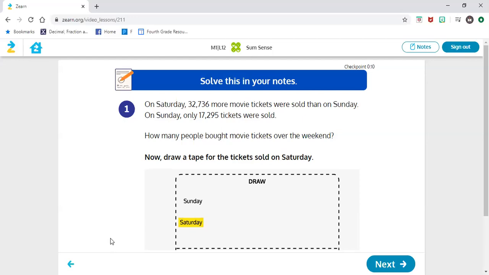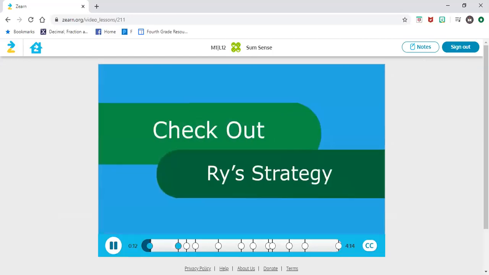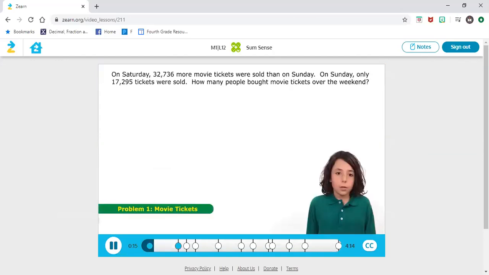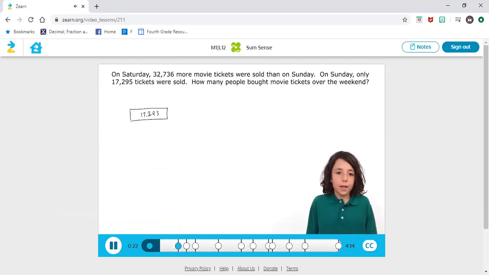So, we've been drawing tape diagrams for maybe about a couple of weeks now. So if you can, let's pause the video here and draw your tape diagram of what this problem is asking you. All right, we're back. What I did for this problem is first I drew a small box labeled 17,295 tickets. I labeled it Sunday because that was how many tickets were sold on Sunday.